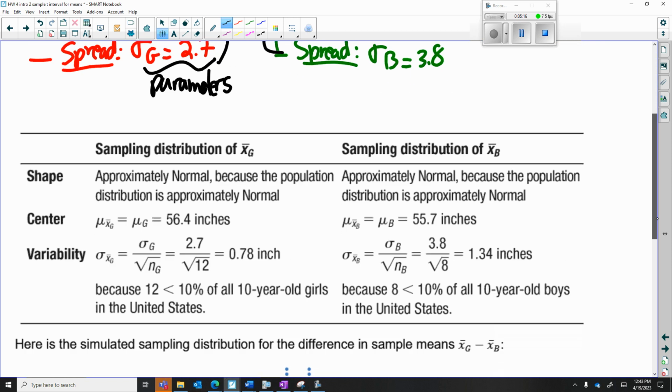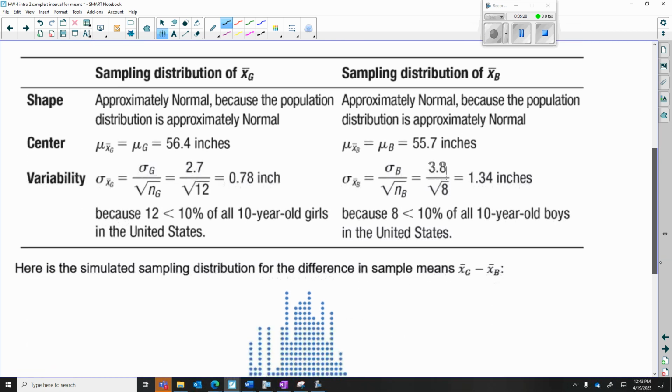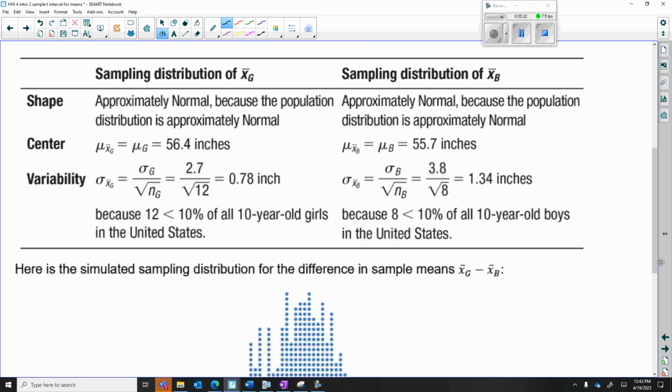So down below, we can find the sample mean of a group of girls, and we can plot the sample mean over and over and over again. And remember, that's called the sampling distribution of the sample mean. So for girls, if we did this many, many times, infinite times, the shape of the sampling distribution would be approximately normal because the overall population was normal. The center would be centered at the true parameter, mu sub x bar equals mu. And the spread would be sigma x bar equals sigma divided by square root of n.